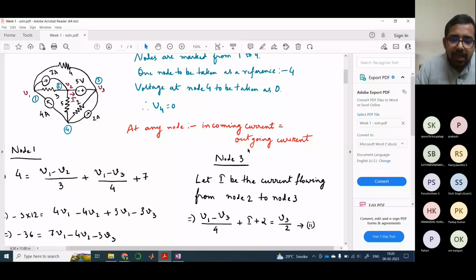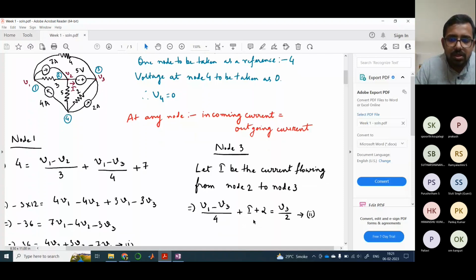So there is plus I here, and of course there is a current flowing to 3 from node 4, that is our reference node, from 4 to 3. Therefore these are all flowing into node 3, so these are nothing but incoming currents. One is flowing from node 1 to 3, another from 2 to 3, another from 4 to 3. Therefore we get this equation on the left hand side.